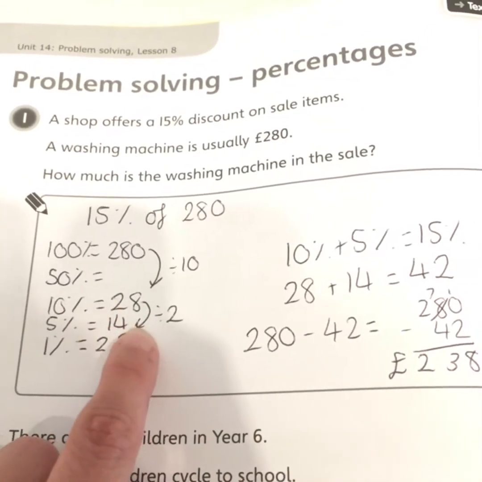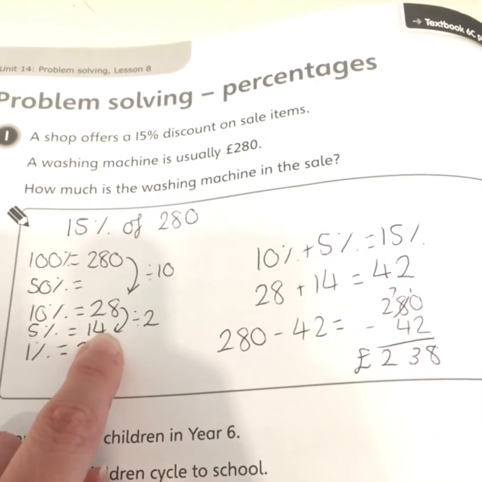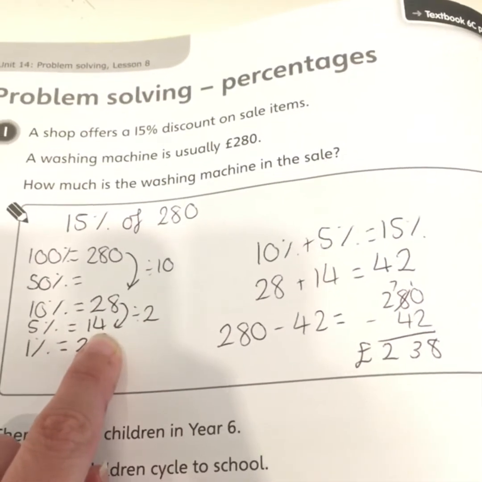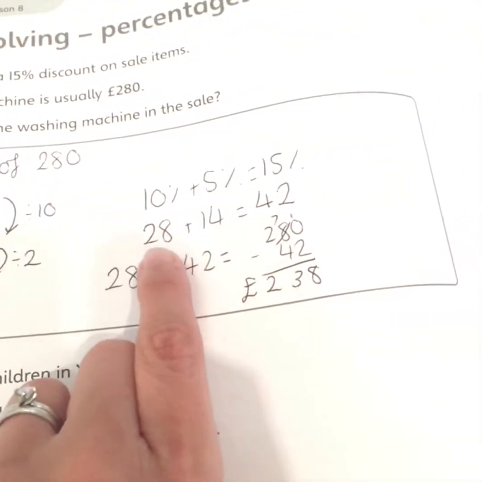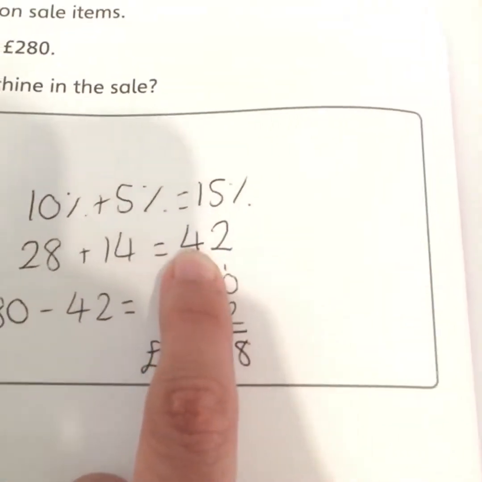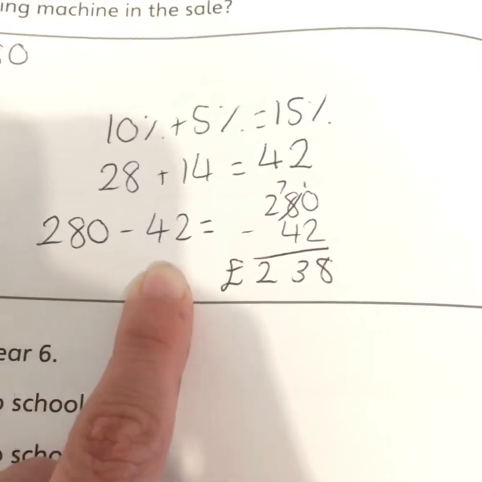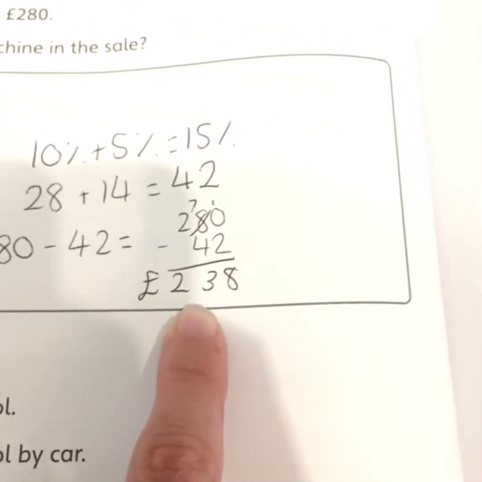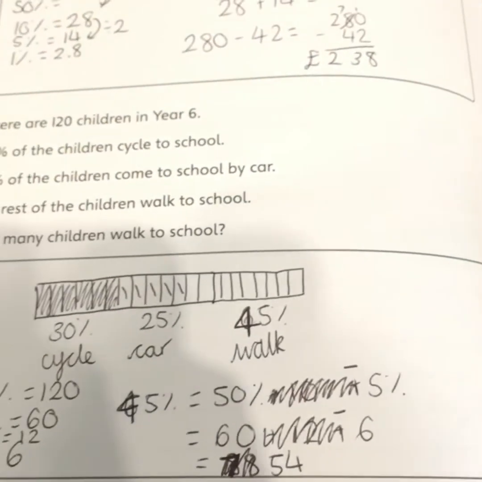Easy, quick trick for you as well. If you want to work out 5%, just divide 10% by 2 and you can get 5%. So to work out 15%, I then did 10%, add my 5%, so 28, add 14, which is £42. So that was the discount. That's what was coming off the price. So then you've got to do the total, take away £42, which would have left you with 238. Second one.